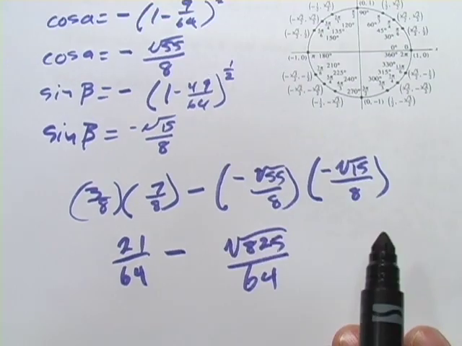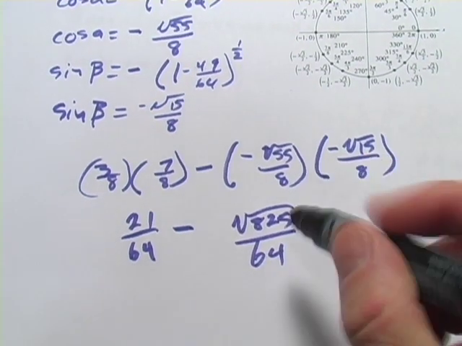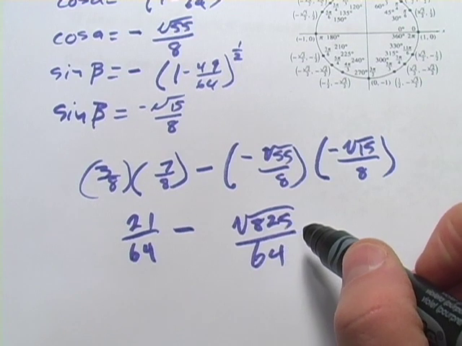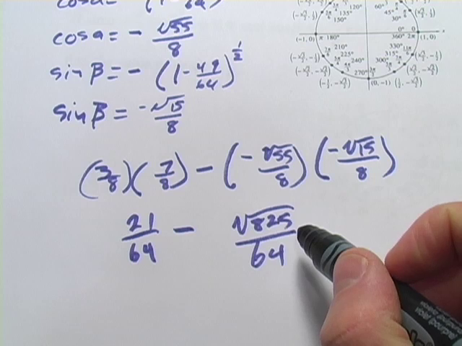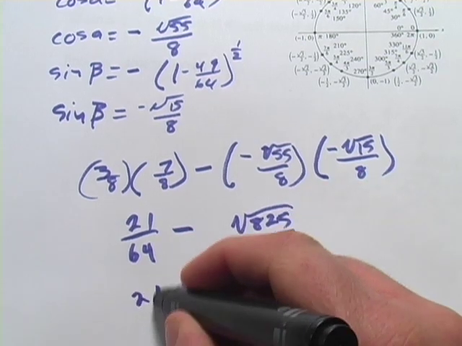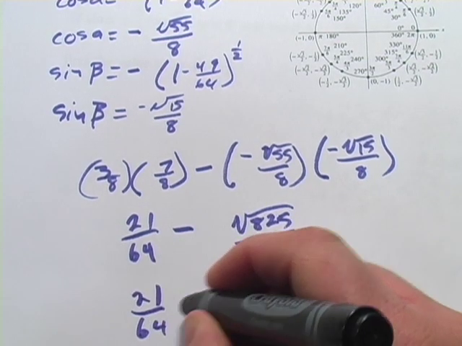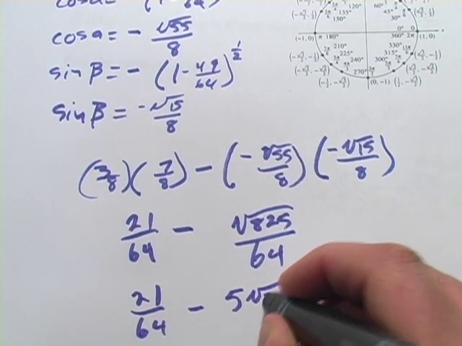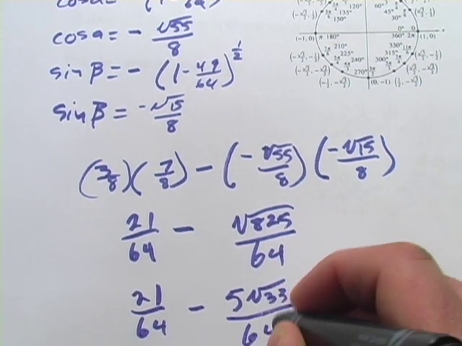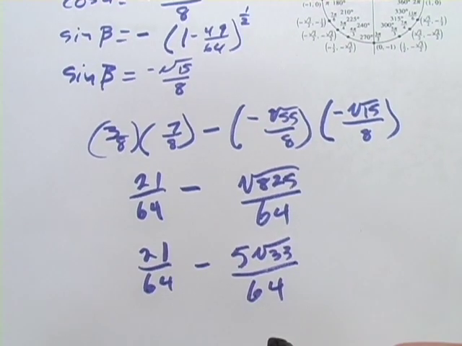I think this can be simplified though. Let's see if we took a 25 out of there. Yeah, that's 33 times 25. So this would simplify to 21/64 minus 5 times the square root of 33/64. And at this point we can leave it as is. That's a good enough answer. So that's a little bit of work with using the sum and difference formulas for sine and cosine.